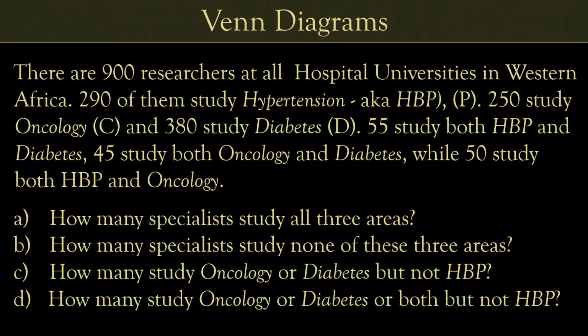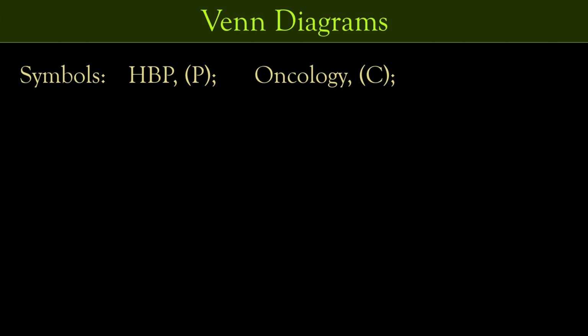The first thing I want to do is just to list all the pieces of information that have been given to us. Okay, so here we go. The symbols: high blood pressure will be represented by letter P. Oncology will be represented by letter C, and diabetes will be represented by letter D. So try to memorize, remember that, so that as we move on, you can understand quickly. All right, so what information have we been given?